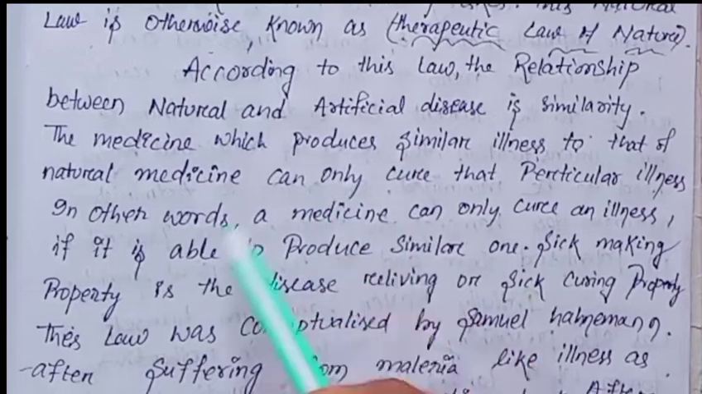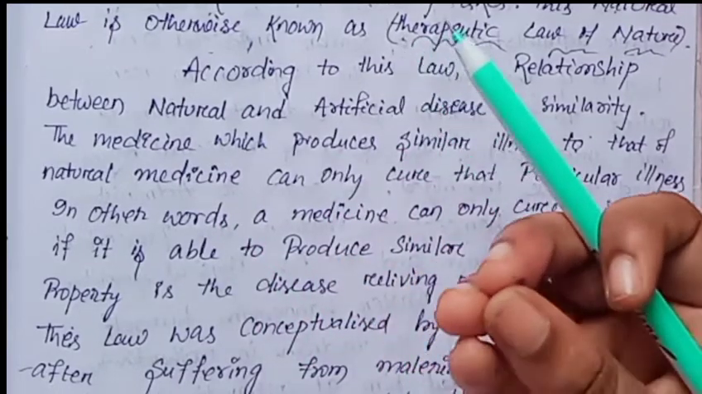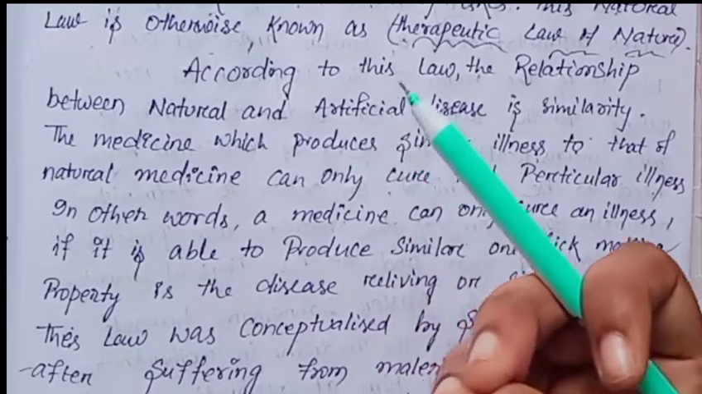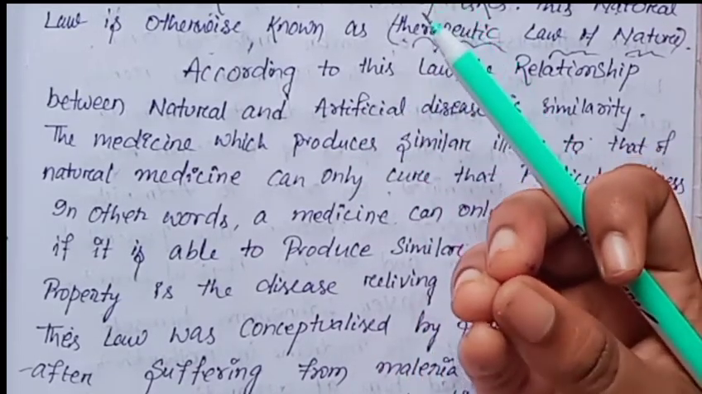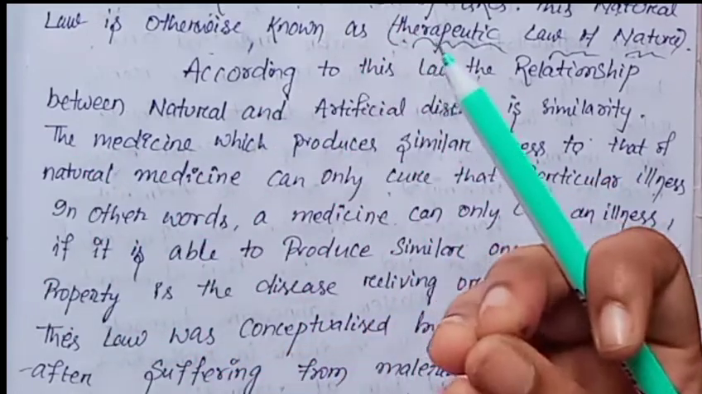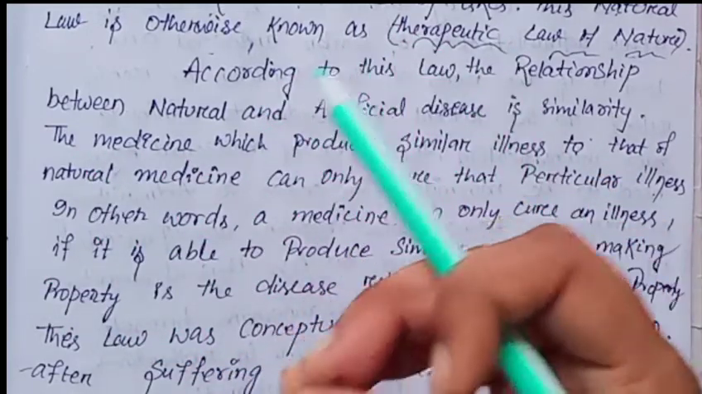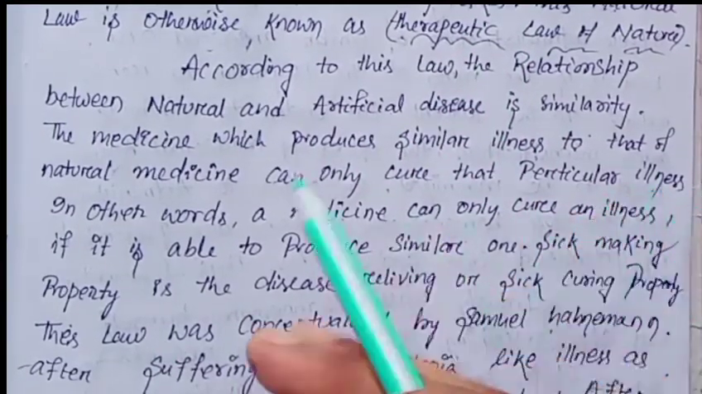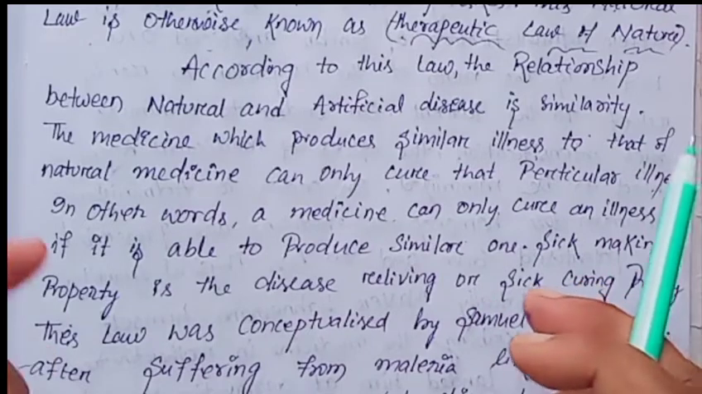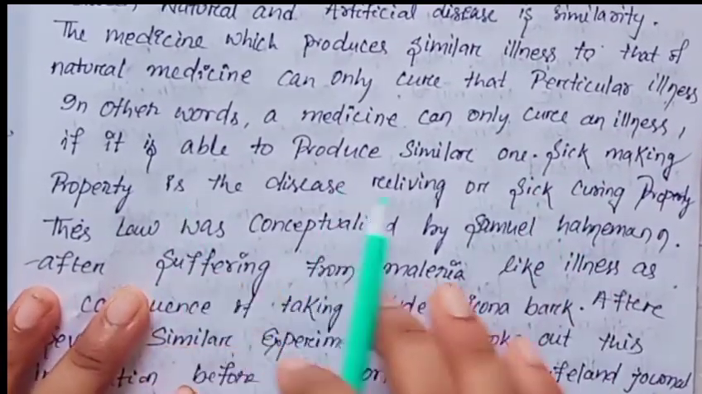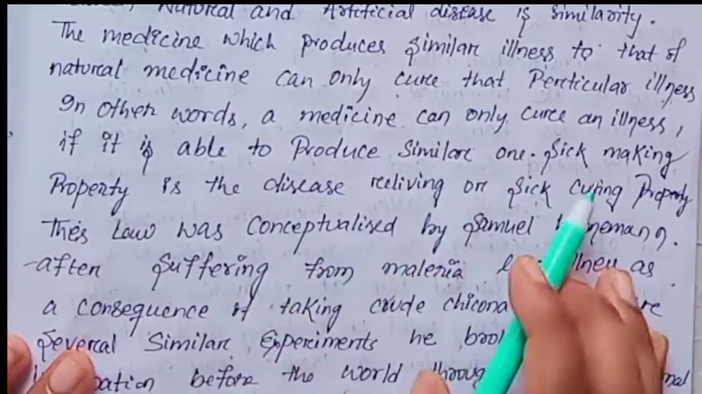If a medicine, when given to a healthy person, creates symptoms like those of malaria, or symptoms of any type of disease, then this medicine can also cure that type of symptoms or illness in a diseased person. Understand? I hope so. If not, then please repeat this video. Then the sick-making property is the disease-relieving or curing property.